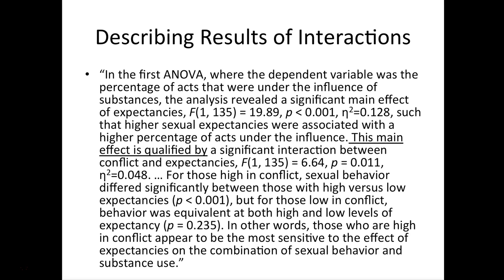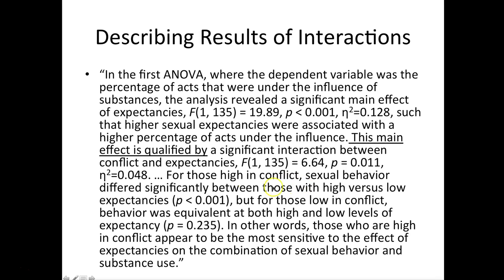So in the first ANOVA, where the dependent variable was the percentage of acts that were under the influence of substances, the analysis revealed a significant main effect of expectancies, and we report the F value and the partial eta, such that higher sexual expectancies were associated with a higher percentage of acts under the influence. And then the important thing about interactions is that anytime you're talking about an interaction, you have to understand the main effects in the context of an interaction. So this main effect is qualified by a significant interaction between conflict and expectancy, and this is that F value.